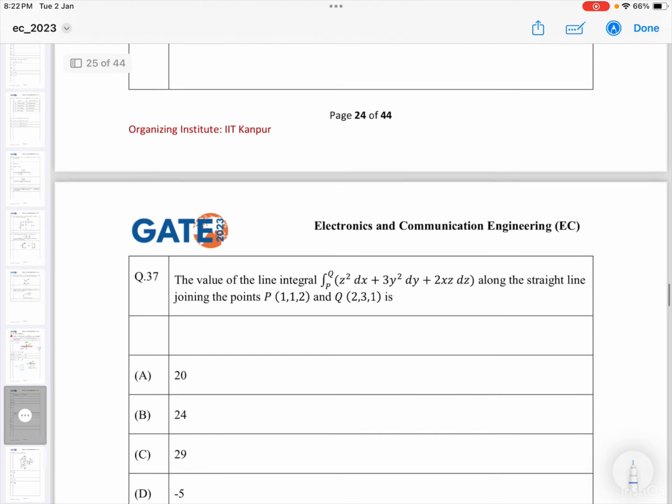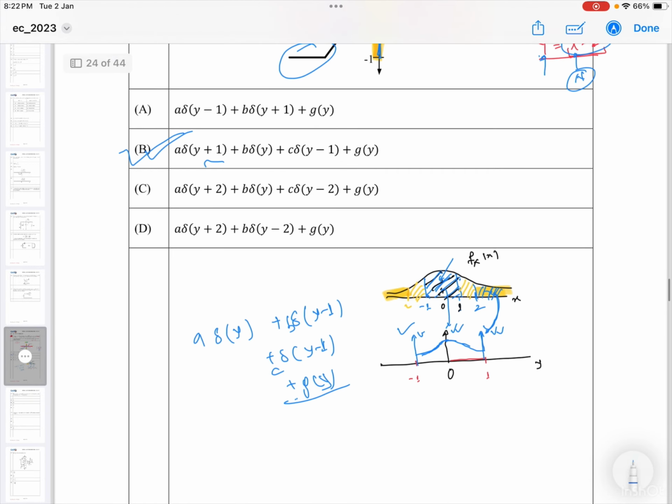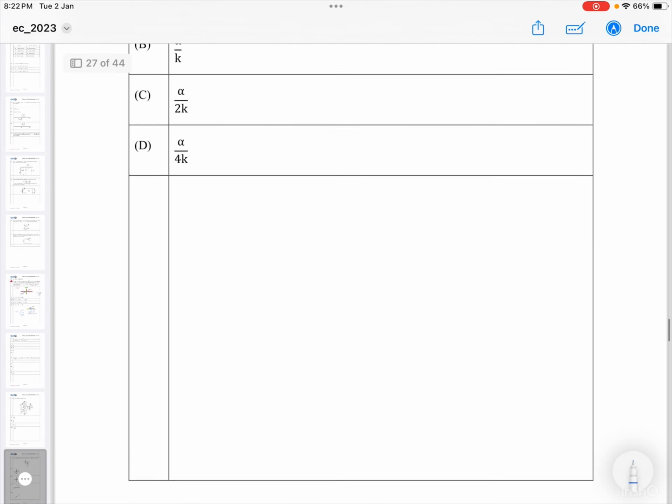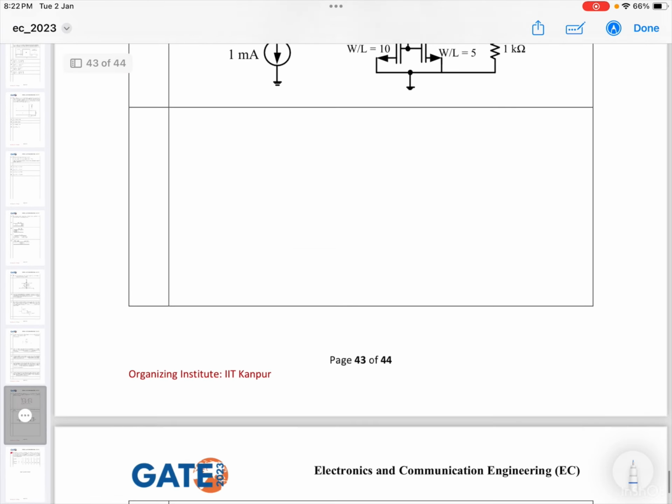Okay, now let's look. Let me see. So at impulses 1, -1 and 0, we have some gy, and we have been given gy as a piecewise continuous function, and A, B, C are non-zero constants, so we are good. Okay, now let's look at one more question.